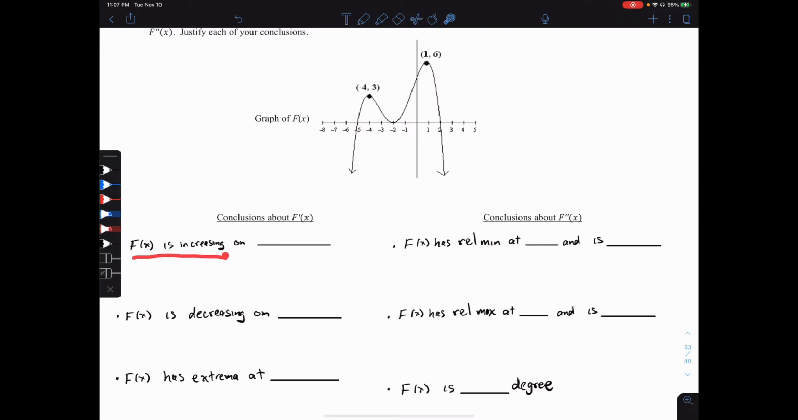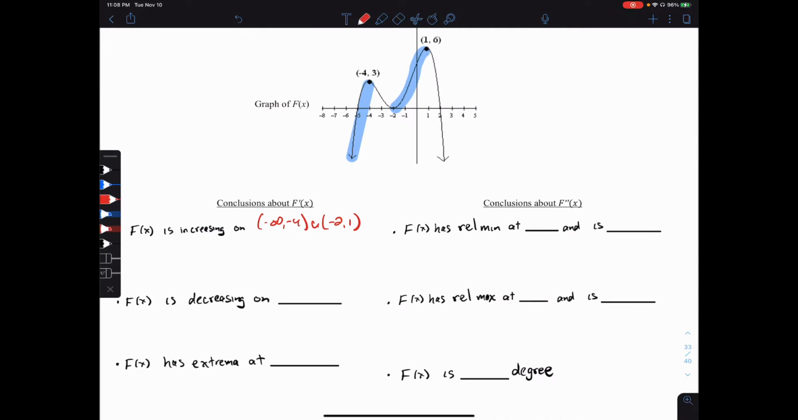When is f increasing? f is increasing on the interval from negative infinity to negative 4, and it's increasing from negative 2 to 1. It's negative infinity to negative 4, non-inclusive, and then from negative 2 to 1. So what conclusions can we draw from that about the first derivative? That must mean that f prime is bigger than 0 on these intervals.